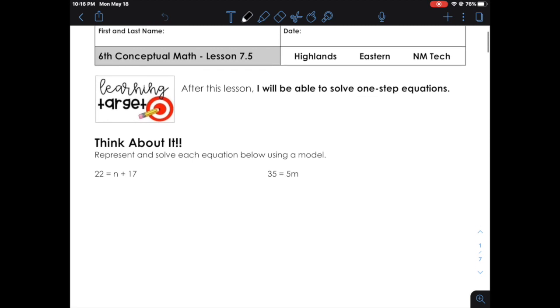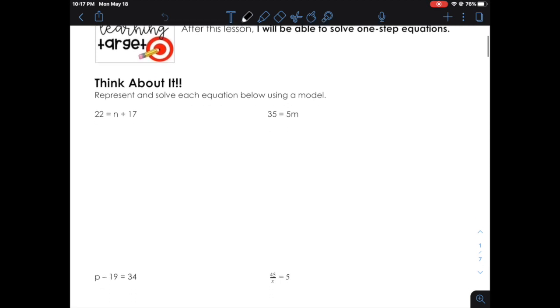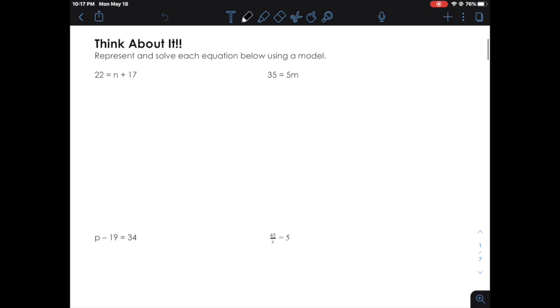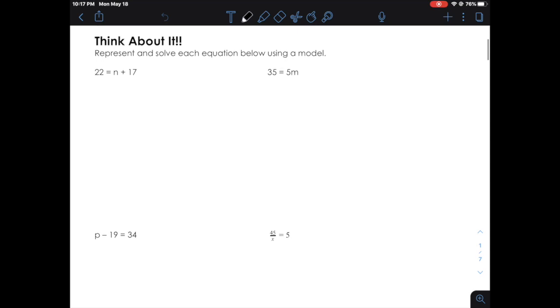Your think about it says, represent and solve each equation below using a model. So you have 22 equals n plus 17. You have 35 equals 5 times m. You have p minus 19 equals 34. And then you have 45 divided by x equals 5.